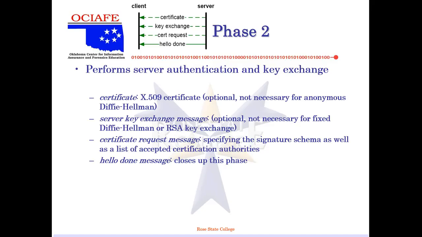It can send an X509 certificate. It's optional, but it's not necessary if it's an anonymous Diffie-Hellman, if that's what they're going to use. And the server key exchange message, not necessary for the Diffie-Hellman or the RSA. And then a certificate request message specifying the signature schema as well as a list of accepted security authorities. And then it sends its hello done and says, hey, I'm done.